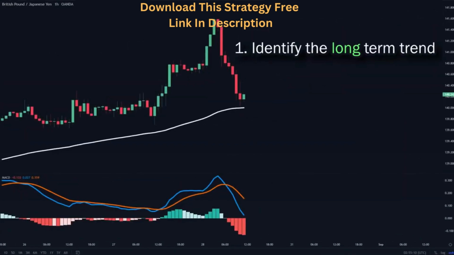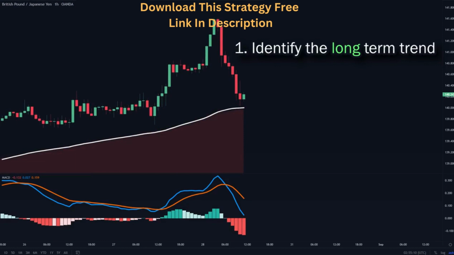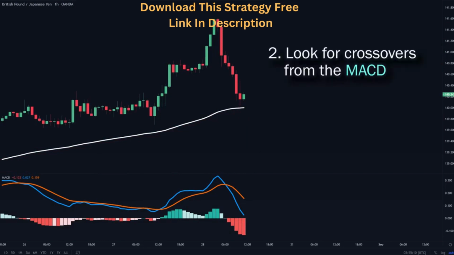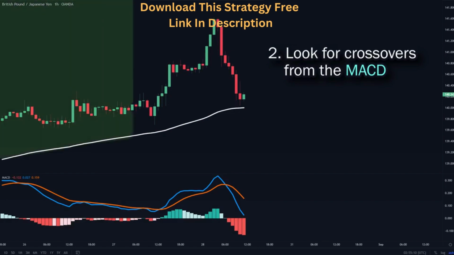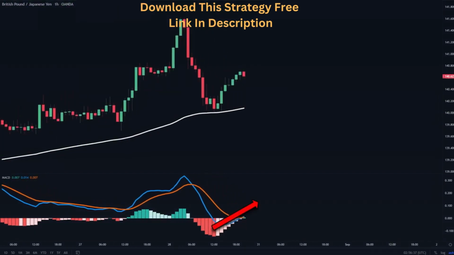The first step is you want to identify the long-term trend by looking at the 100 EMA. If the price is above the 100 EMA, it indicates that the long-term trend is up. And if the price is below the 100 EMA, it indicates that the long-term trend is down. So once you've identified the trend, the next step is we want to look for crossovers on the MACD that shows the same signal as the long-term trend. So in this particular example, we can see that the long-term trend is up, meaning we only take signals when the MACD crosses over upwards. And so here's where you want to take a long position.